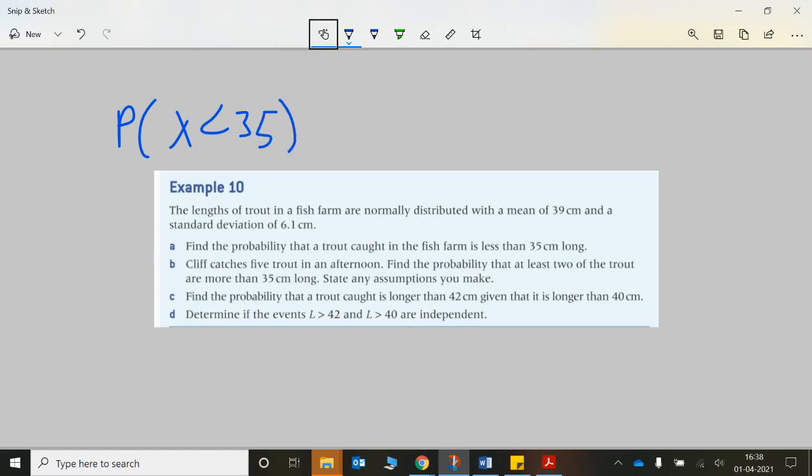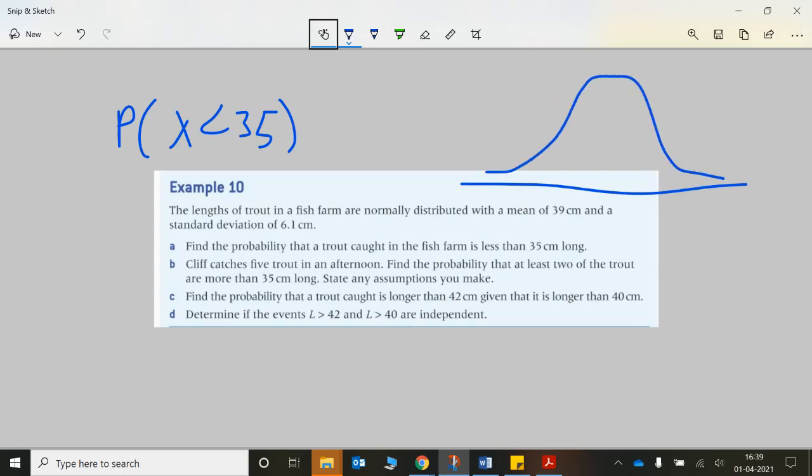Importantly, this does not need to be less than or equal to 35 centimeters because we're talking about continuous data here. With the binomial and the Poisson distribution, we had to define whether or not we were including the 35. But in terms of this graph, it's always a good idea to make some sort of sketch. I'm not going to do a very good version now, I'm trying to do it live.